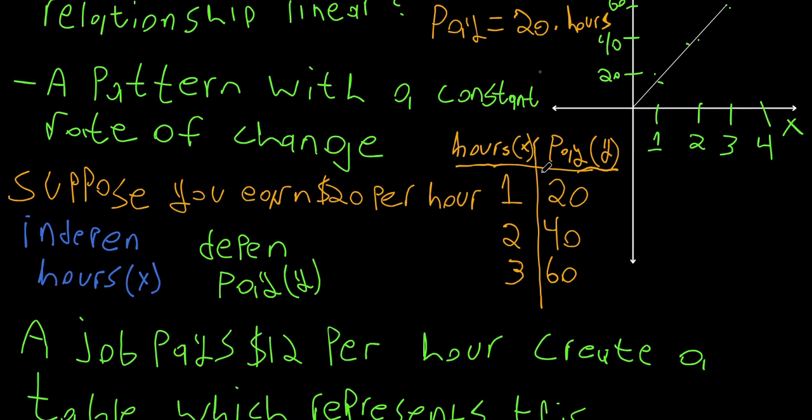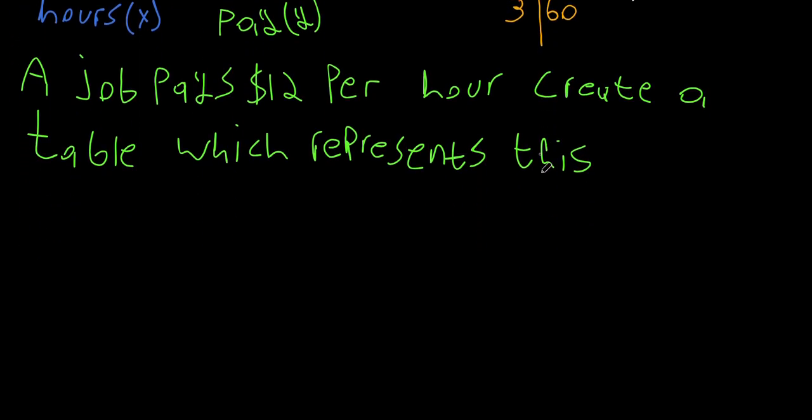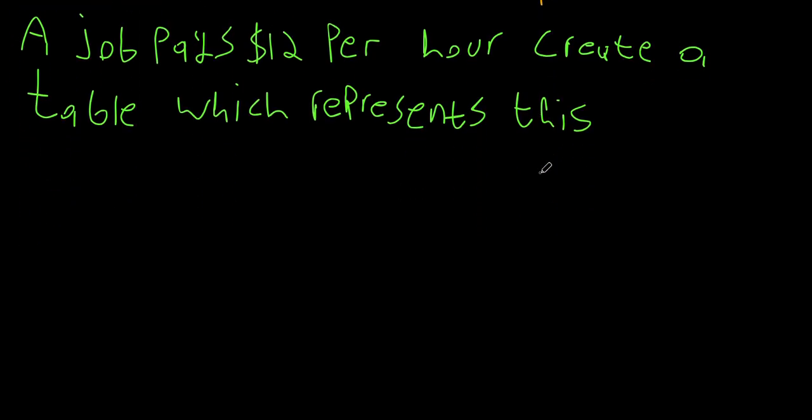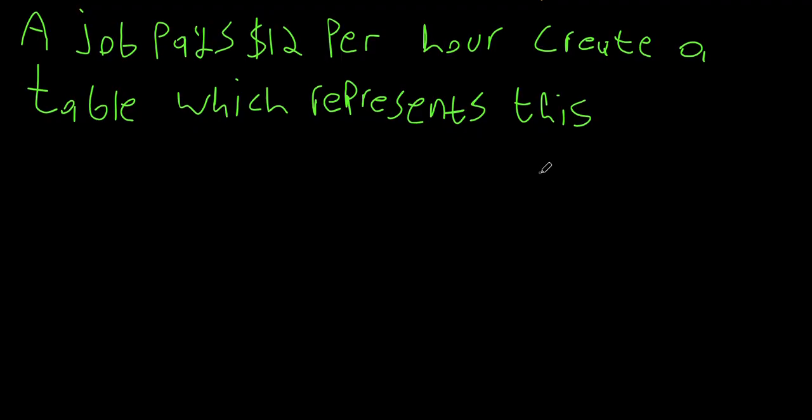Now this time for your practice, it's going to be a little bit different. I set you up a problem here. It's going to take up a little more space, so we're going to do this one at a time. This question says that a job pays $12 per hour, and I want you to create a table which represents this. Go ahead and give it a try.